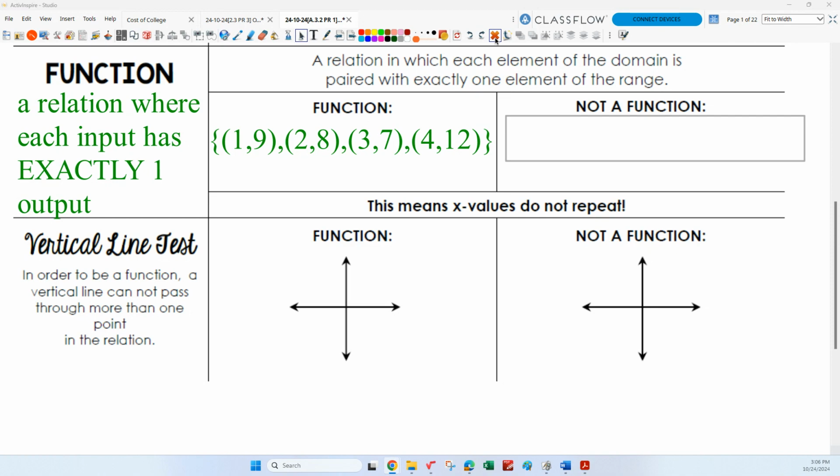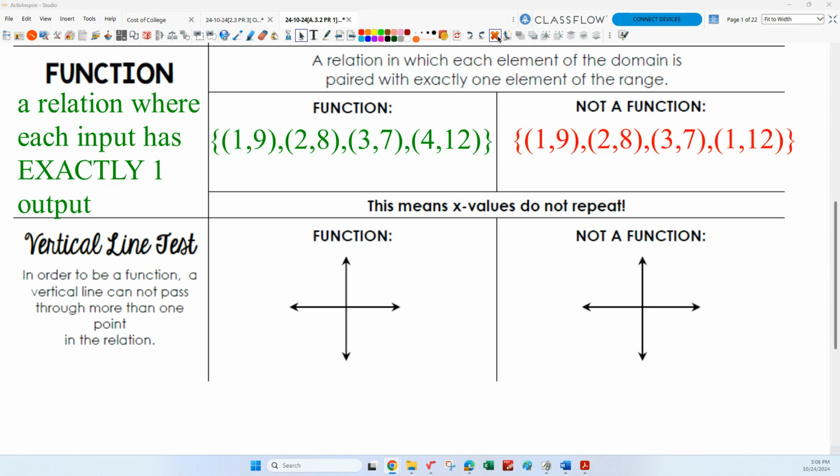Okay? That one is a function. Here's a similar set of 4 ordered pairs that is not a function. Why not? What's the problem? Which one? There's the problem. Look at this. If I input a 1 in this set, how many different outputs do I have? 2. That's a problem. That breaks the function, it fails the function test. For a relation to be a function, each input can only have 1 output. If I input a 1, I have either a 9 or a 12 as my outputs. That doesn't work.